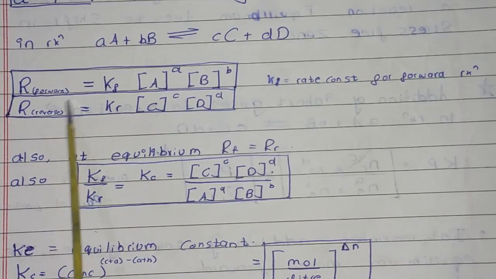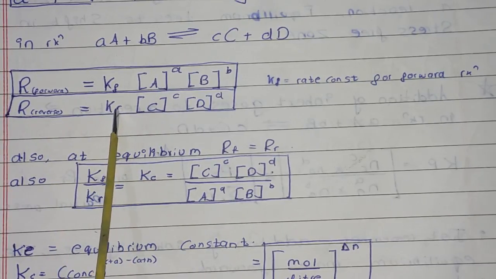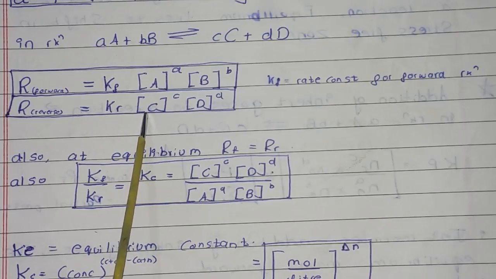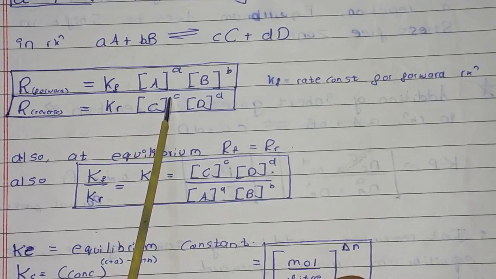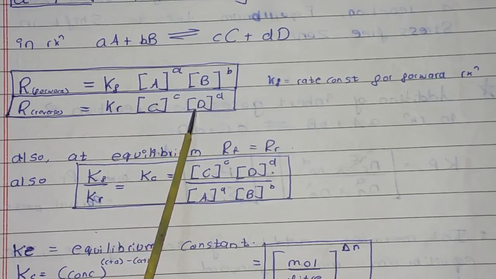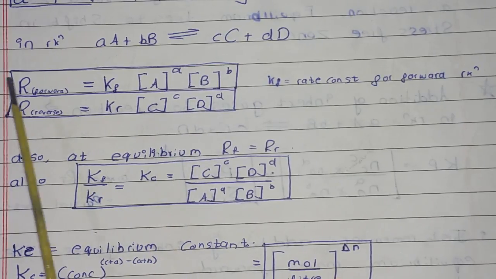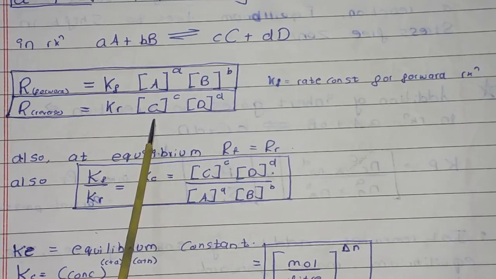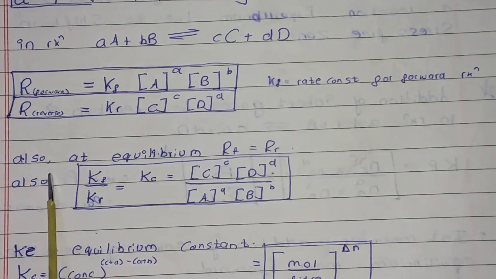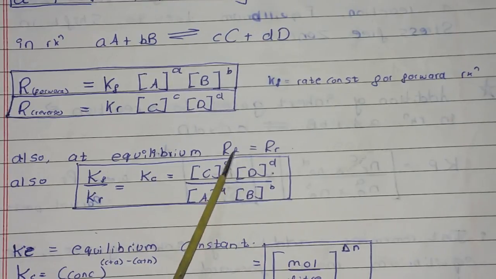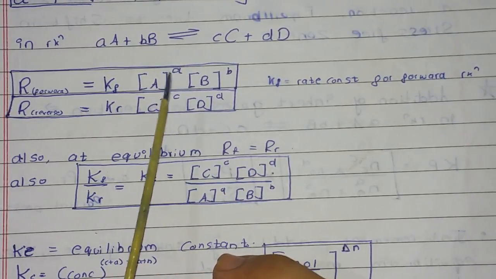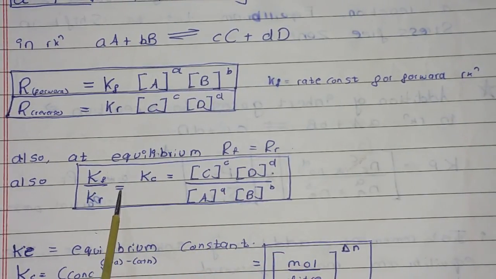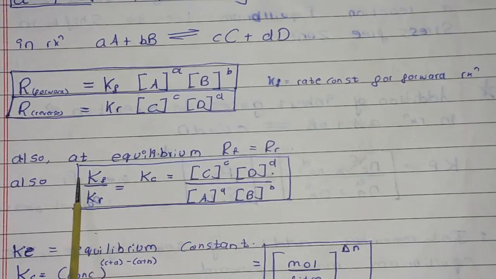The rate of reverse reaction equals the reverse reaction constant Kr into the concentration of C raised to its own stoichiometric coefficient into the concentration of D raised to its own stoichiometric coefficient. This is the rate of reverse reaction, so products are involved, that is C and D. Also at equilibrium, the rate of forward equals the rate of reverse. Dividing these two, Kf, the forward constant, upon Kr, the reverse constant, is equal to Kc.